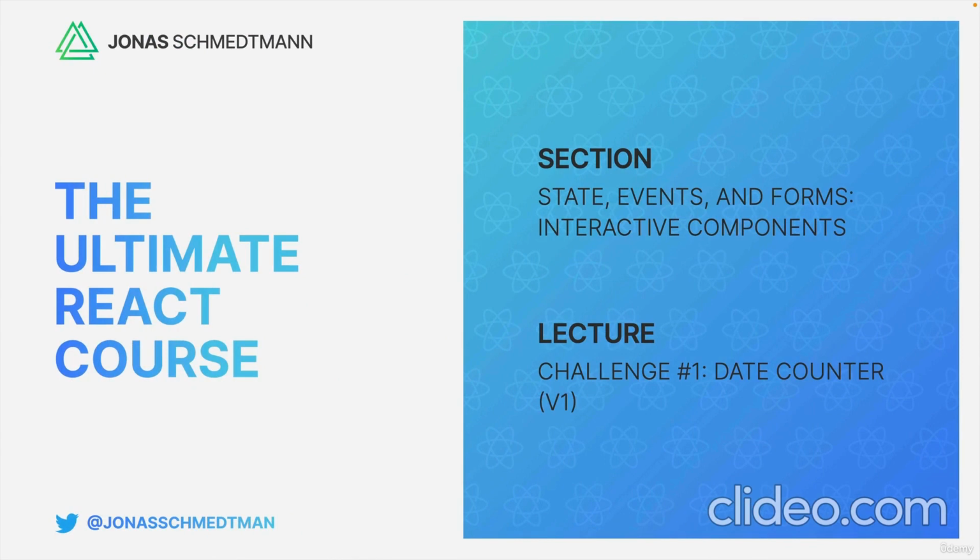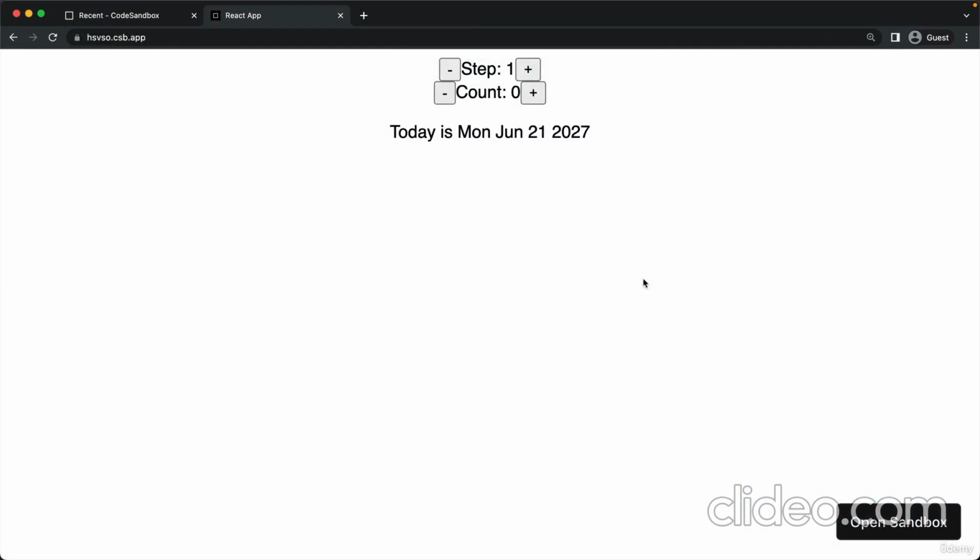Welcome to the next coding challenge, which, as you can imagine, is all about state. So what I want you to build in this challenge is this very simple date counter. So here we have the current date, but then when we click here on the plus icon, you see that the count increases to 1, and then it says 1 day from now, it is Tuesday, June 22, while before it was 21. And so then when we keep going up, it basically keeps adding this number of days to the current date.